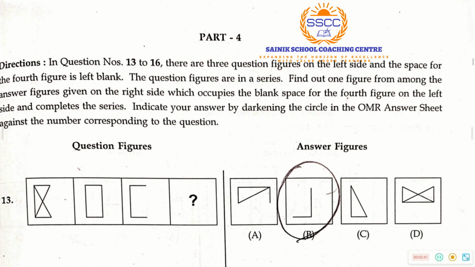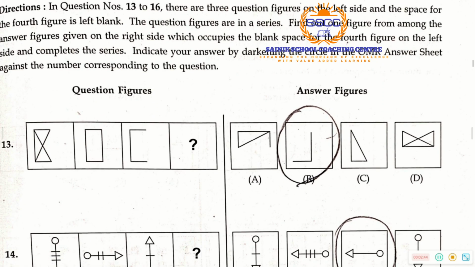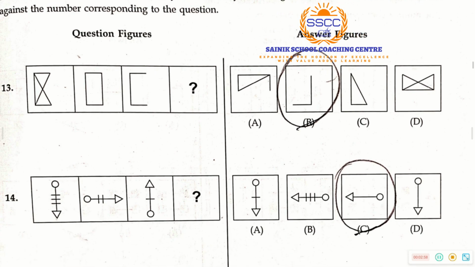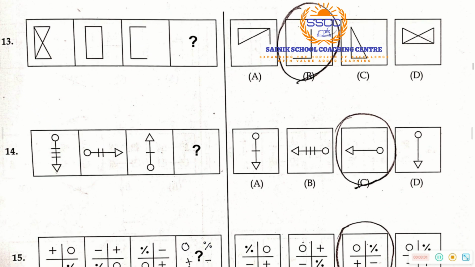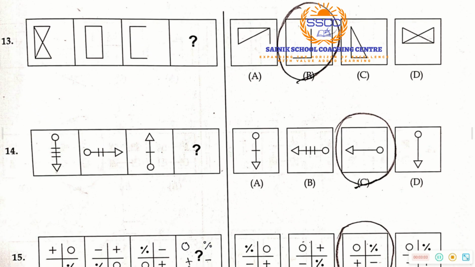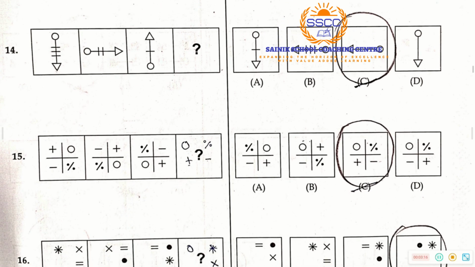Now moving to part 4, the direction is to find out one figure from among the answer figures given on the right side which occupies the blank space for the fourth figure on the left side. So we need to indicate our answer. Question number 13 has option B. If you carefully observe, the first figure has 5 lines, the second figure has 4 lines, the next one has 3 lines, and obviously the next figure should have 2 lines. So the option will be B.